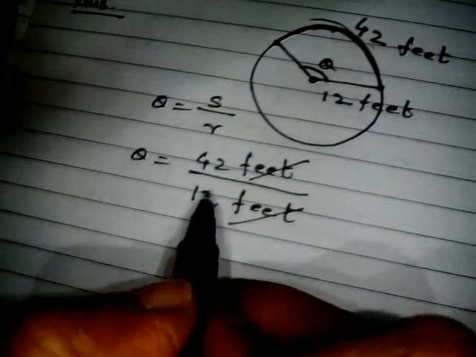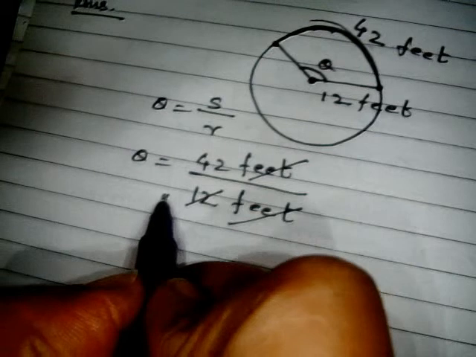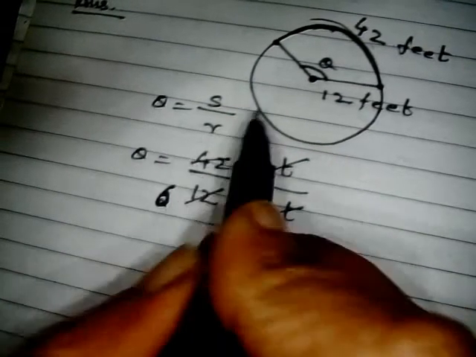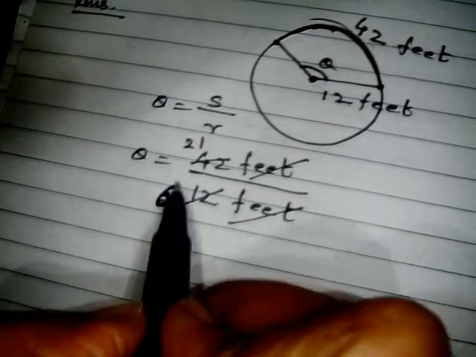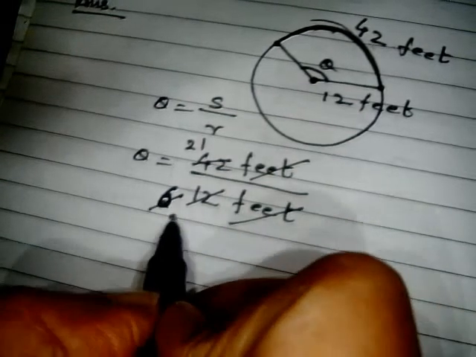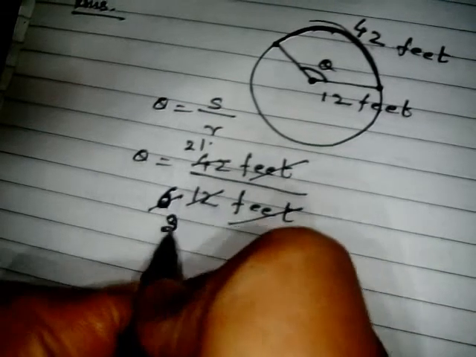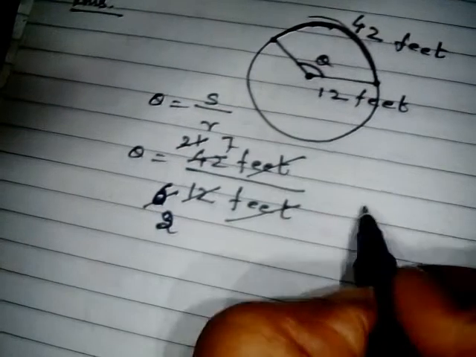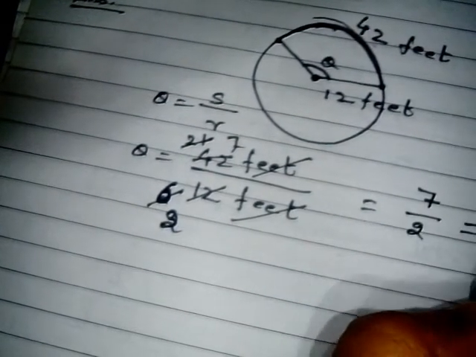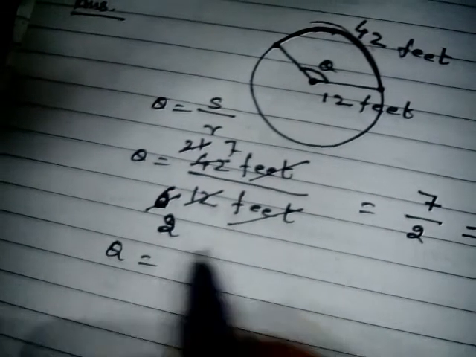So first I am going to cancel by 2. This is going to be 6 and this is going to be 21. Now I can divide by 3, so this is 2 and this is going to be 7. What is coming up? 7 upon 2. Now you divide this, so it is going to come 3.5. So theta is coming up 3.5 radian.